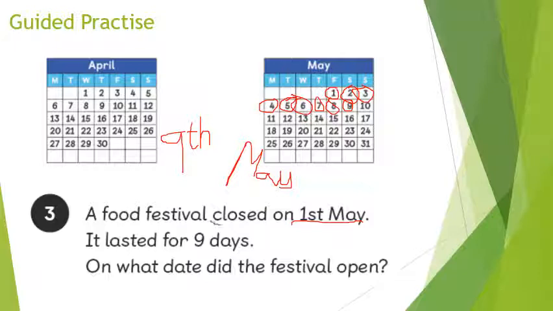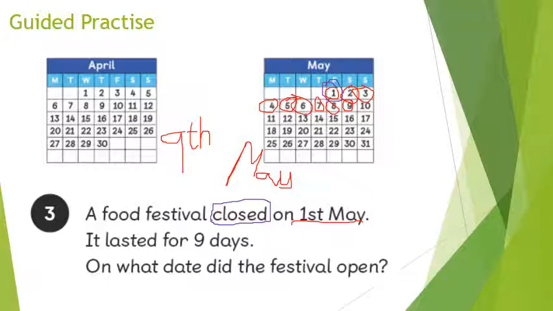Yes, I have missed this word. And do you know what? I was that desperate to get on with the question, I've not read the question properly, and I've missed the word closed, which means that actually this 1st of May is actually the last day, because that's when it closed. The food festival ended on that last day. So actually what I should be doing is going backwards 9 days. So that's going to be my first day, isn't it?